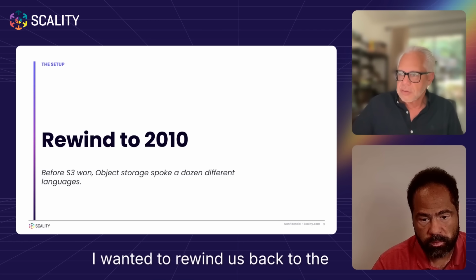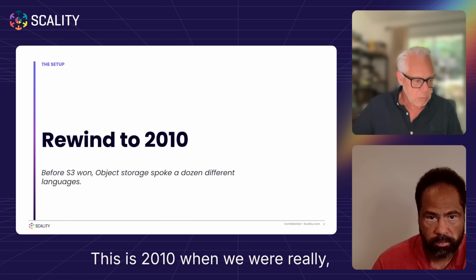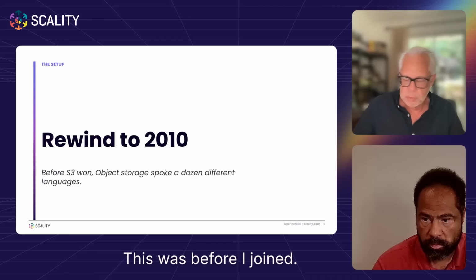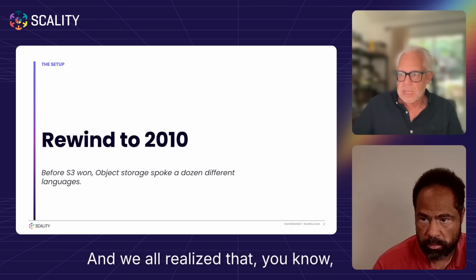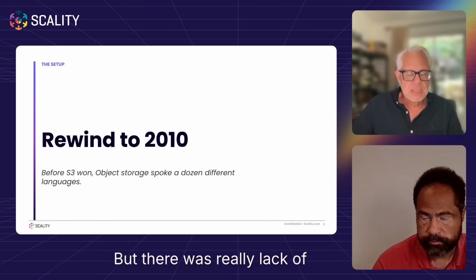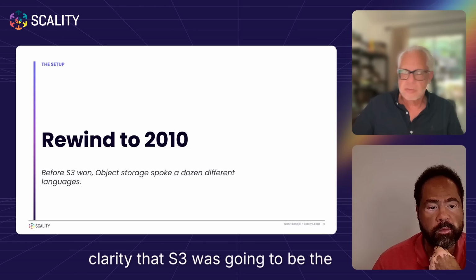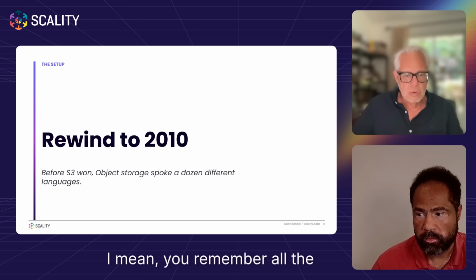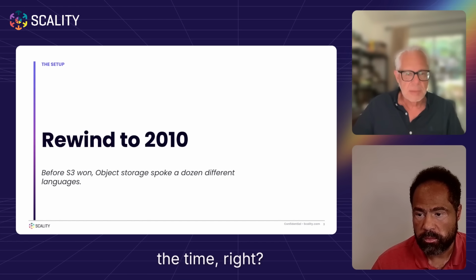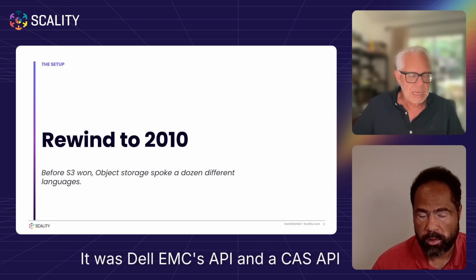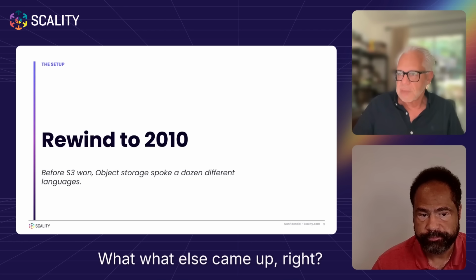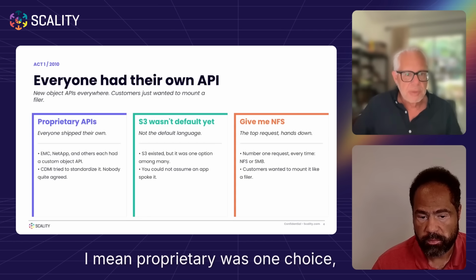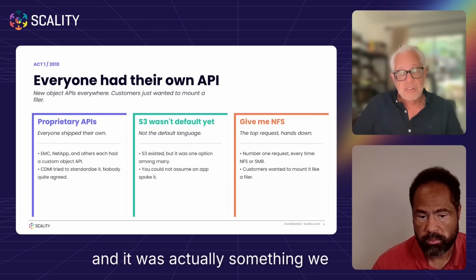I wanted to rewind us back to the early days. This is 2010 when we were one of the first vendors doing object store. Well, you were. This was before I joined. And we all realized that Amazon was coming up, but there was a lack of clarity that S3 was going to be the de facto, or the default or the standard API. You remember all the choices we were thinking through at the time, right? It was Dell EMC's API and a CAS API and what else came up? There was CDMI, a SNIA standard. So lots of choices. Proprietary was one choice, and it was actually something we considered.